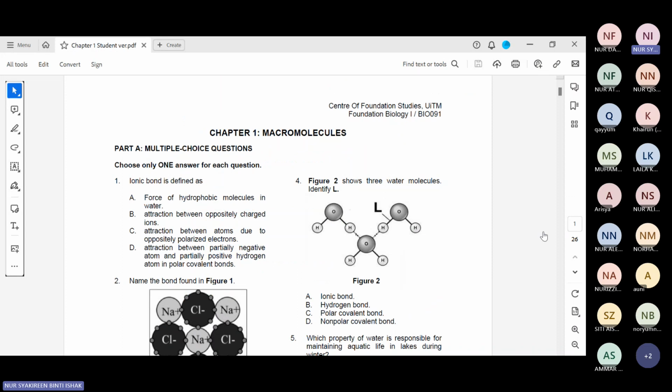Okay, so let's look at the first. For the first part of macromolecules, which is part A, I'm going to give you the answer, and then you check with your answer. Is it correct or not? If you have a question, you can ask.